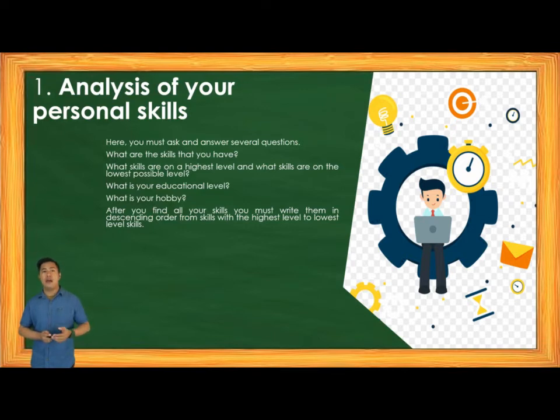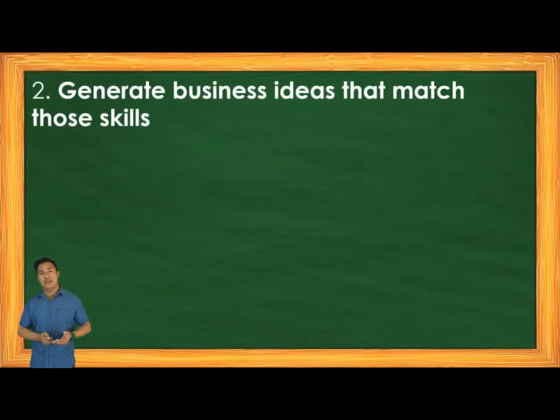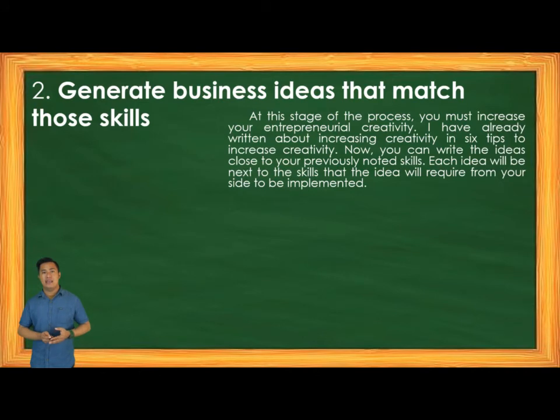After you find all your skills, you must write them in descending order, from skills with the highest level to the lowest level skills. And that is analysis of your personal skills. Second, generate business ideas that match those skills.